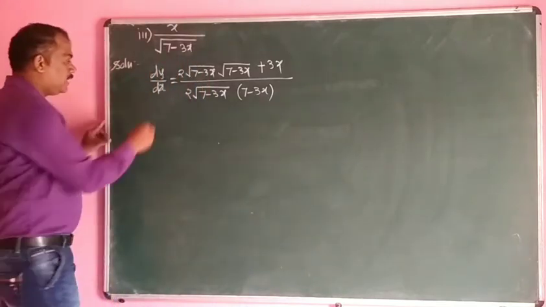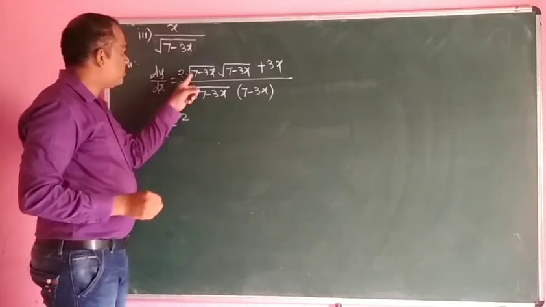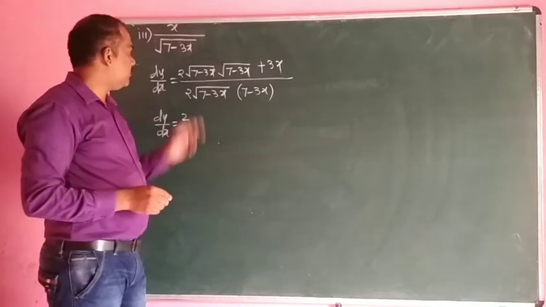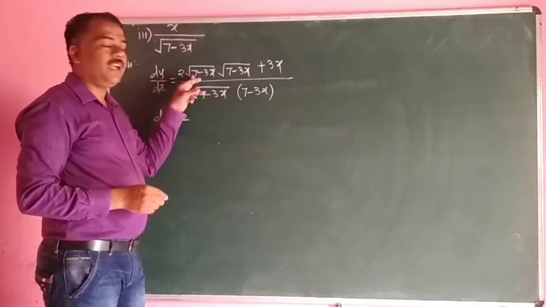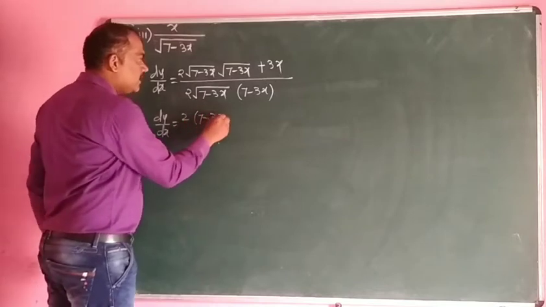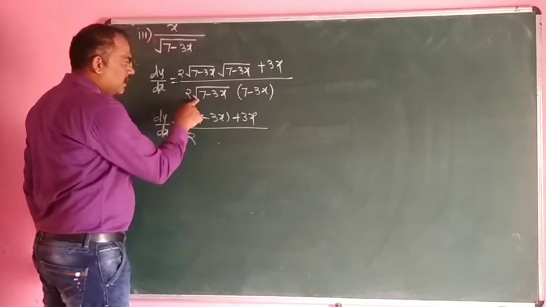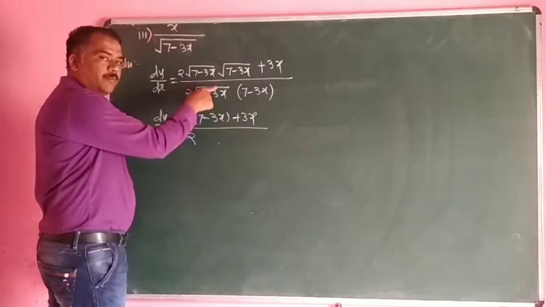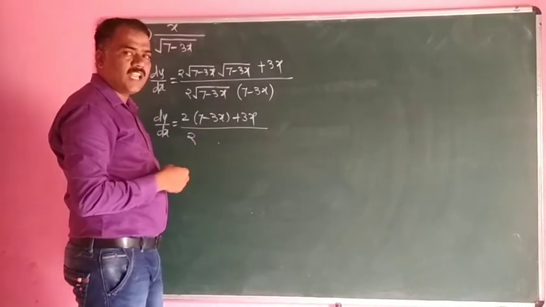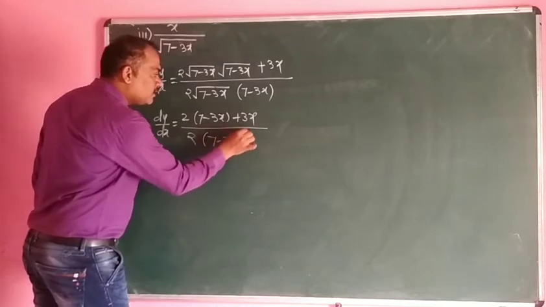Okay, what do we get? dy by dx is equal to 2 times root 7 minus 3x into root 7 minus 3x. It is nothing but the square of the root 7 minus 3x. Square and square root get cancelled, so what remains is 7 minus 3x plus 3x divided by 2 times 7 minus 3x raised to 1 half. Root is nothing but power 1 half. Here the power is 1, so 1 plus 1 half is 3 by 2. That is 7 minus 3x raised to 3 by 2.